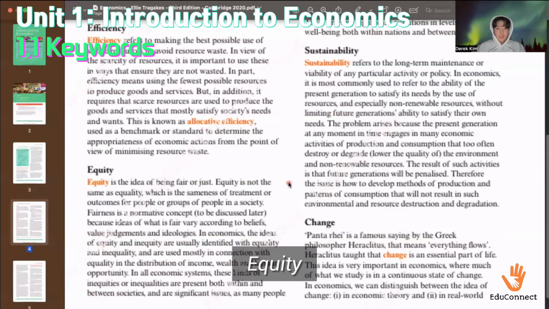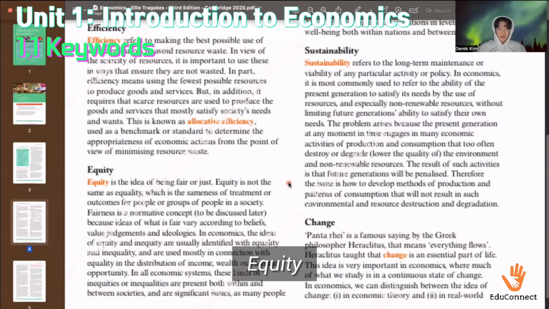Equity is not the same as equality, which is the sameness of treatment or outcomes for people or groups of people in a society. Fairness is a normative concept because ideas of what is fair vary according to beliefs, value judgments, and ideologies. In economics, the idea of equity and inequity are usually identified with equality and inequality, and are used mostly in connection with equality in the distribution of income, wealth, and human opportunity, which all contributes to the probability of success of that person in the future.